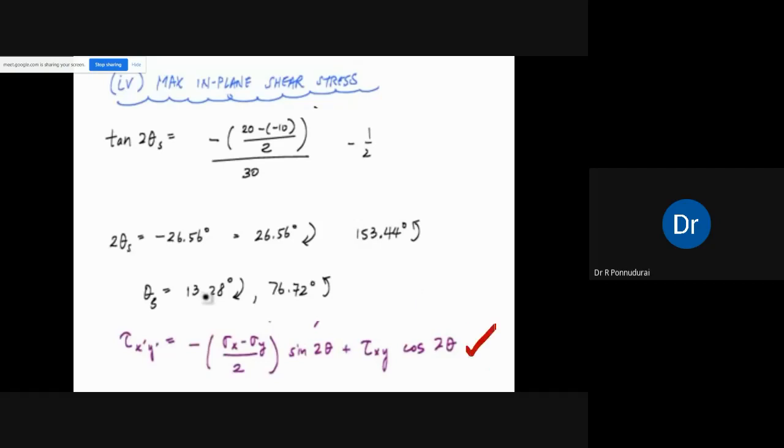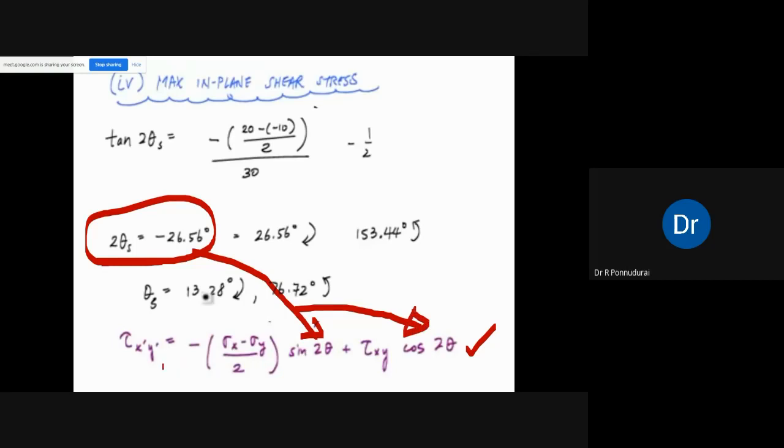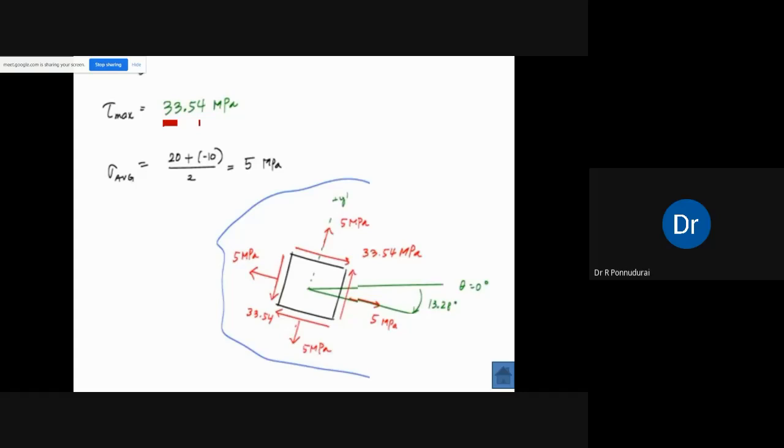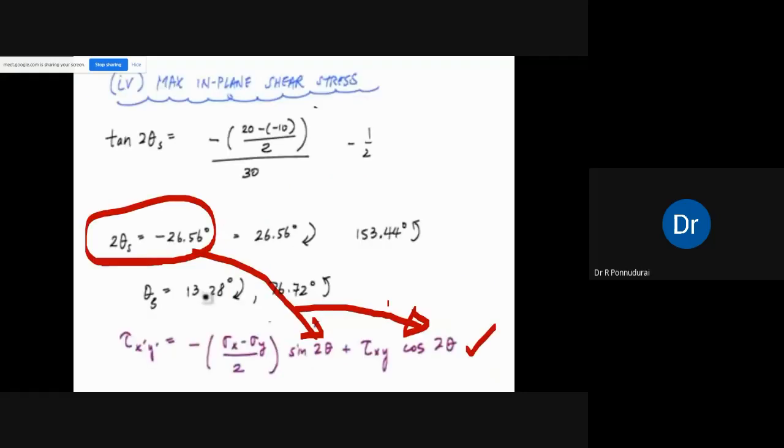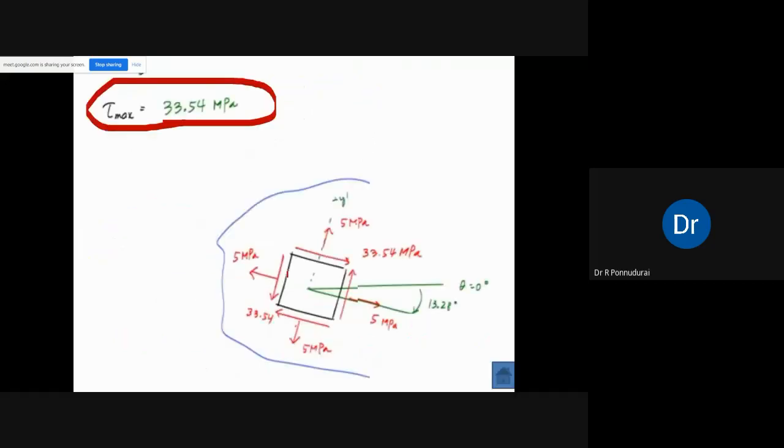So you can check it by using this formula. Since you know 2 theta s, substitute the value of 2 theta s here. We can check with the general formula. So you get tau max again, same value, 33.54. So now the presentation will be like this. You have negative 13.28 clockwise. So that is why this angle from the x axis, negative means clockwise rotation.